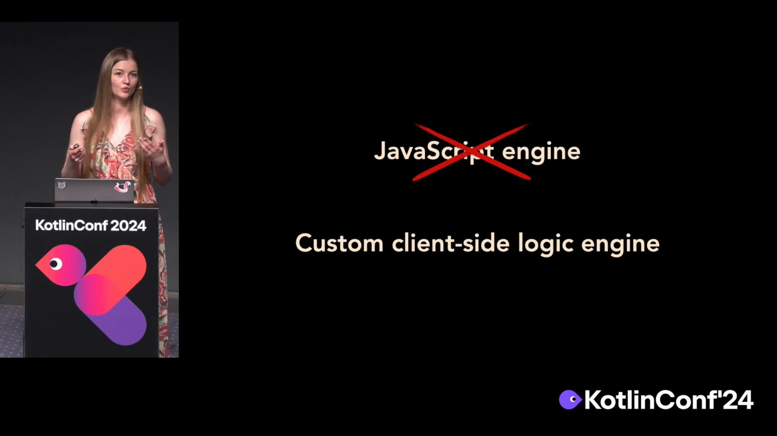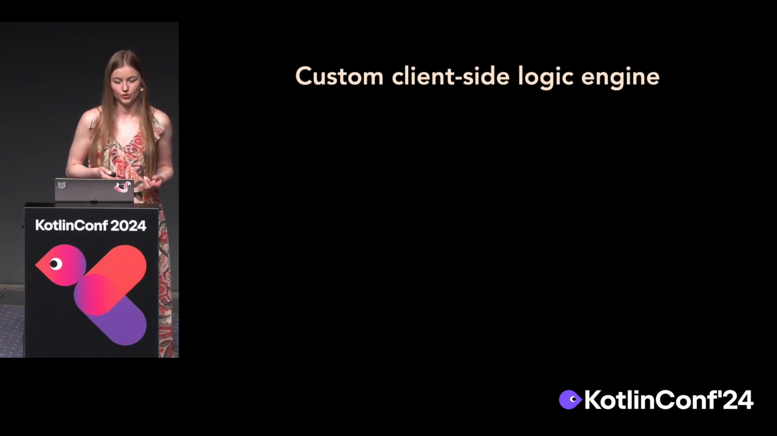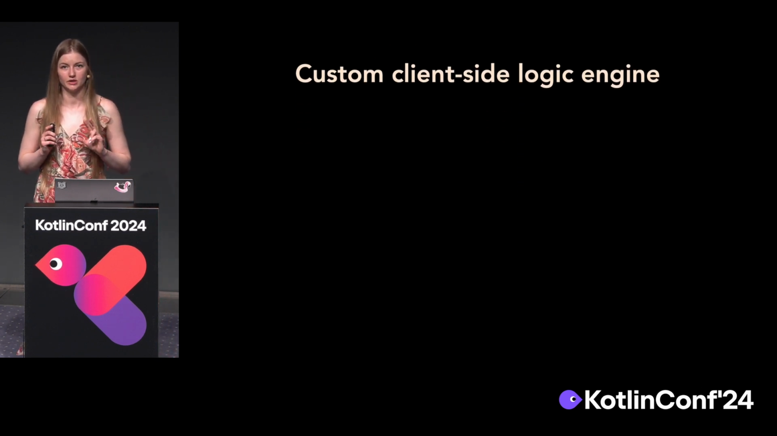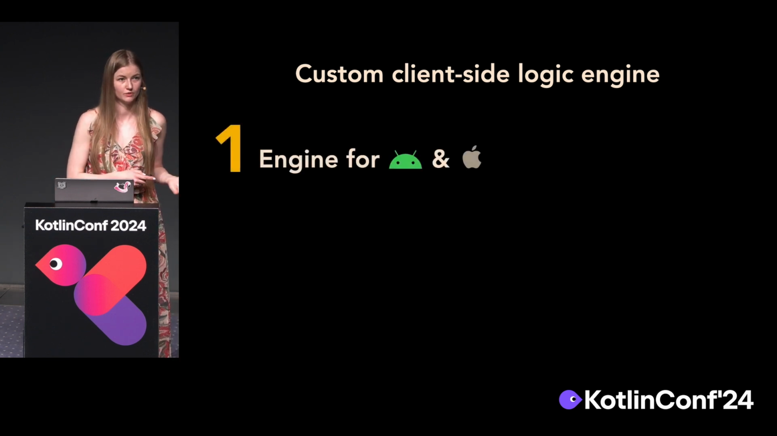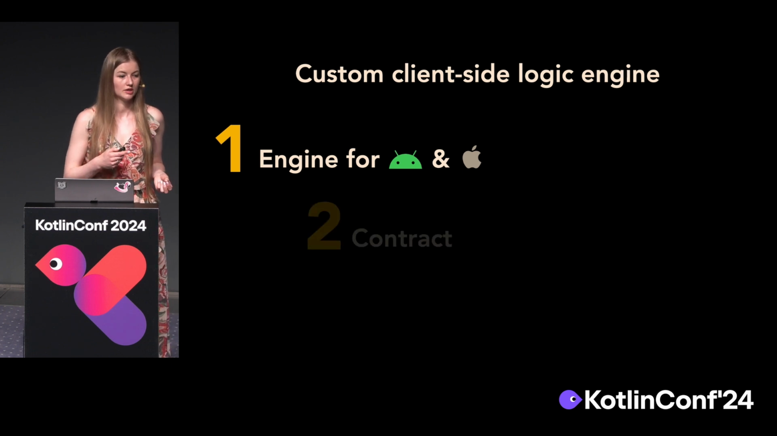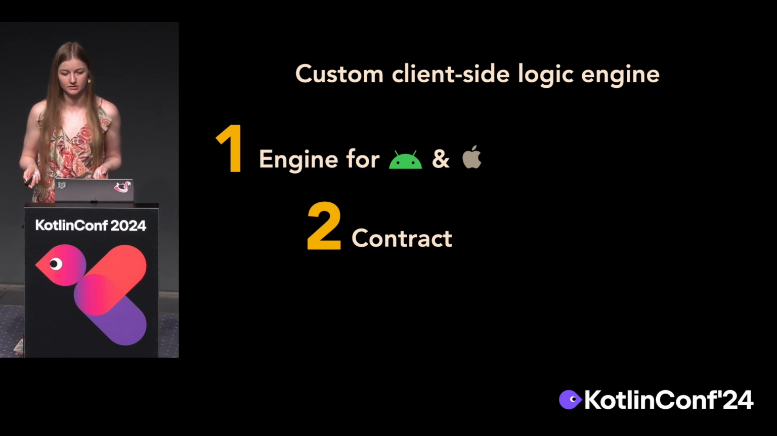So what do we need to create a custom client-side logic engine? To create it, we need three elements. We need three layers, basically. We need, of course, the engine, which is the core of this whole project. But we also need a contract, a layer that both the backend and our engines will understand.